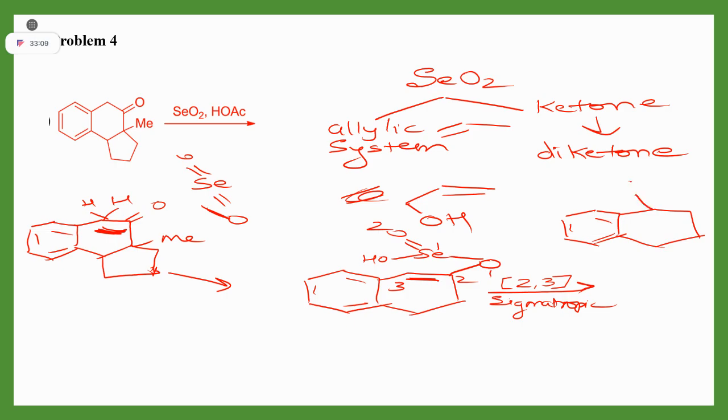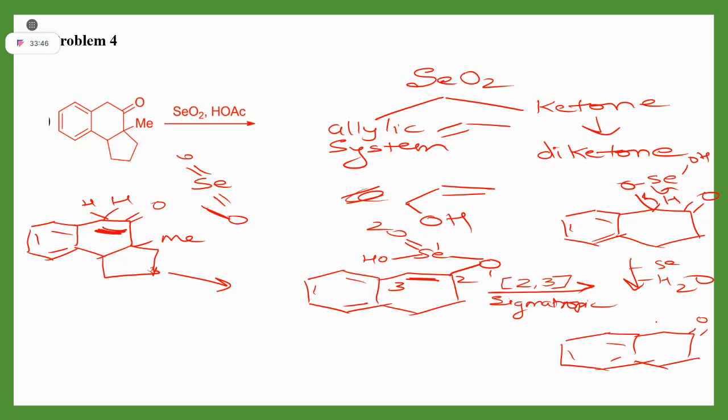So basically from here oxygen is going to connect to selenium, OH, and this double bond oxygen will come back. Yes or no? Now hydrogen from here will go and it will eliminate selenium and H2O, and you will get your diketone. If you have any problem in mechanism, just tell me, I will explain you again.